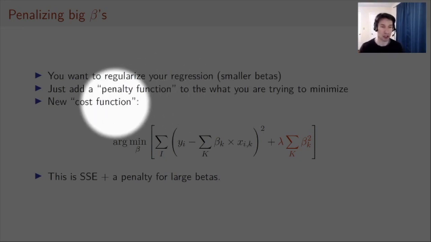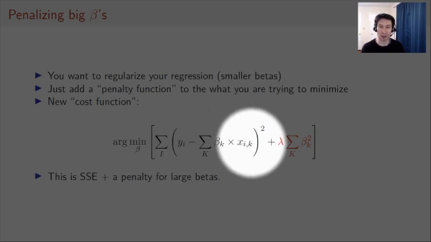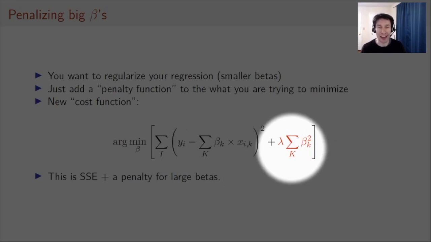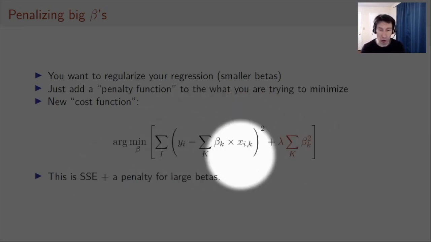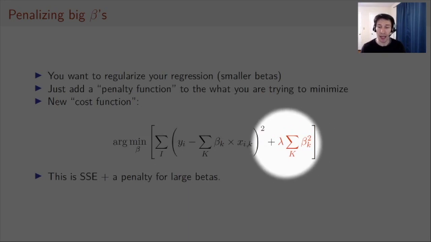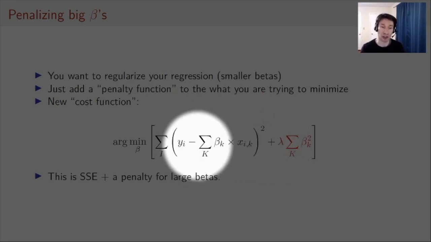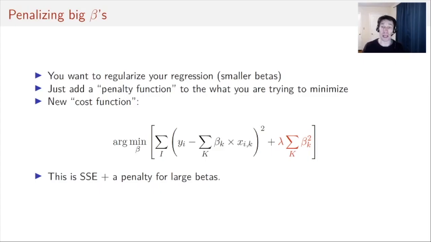So the new cost function is going to look like this. It's the same thing as we had before, the sum of squared errors, plus this term, lambda times the sum of just the betas squared. You recognize this: it's just the sum of squared errors plus a penalty function for larger betas. Larger betas, either positive or negative because they're squared, are going to make this larger, and so they're not going to be good for the argmin problem. And so this is going to make your betas a little bit smaller.